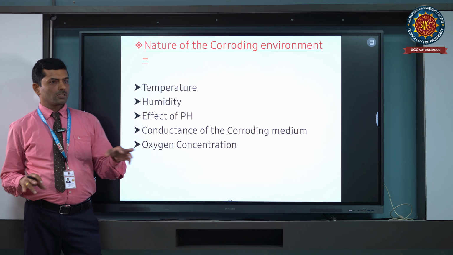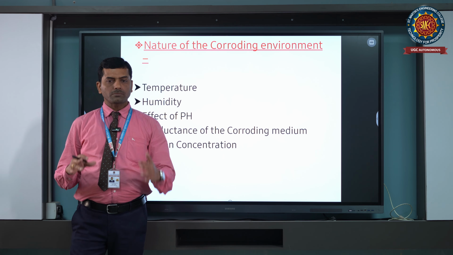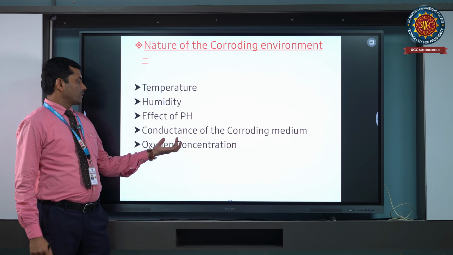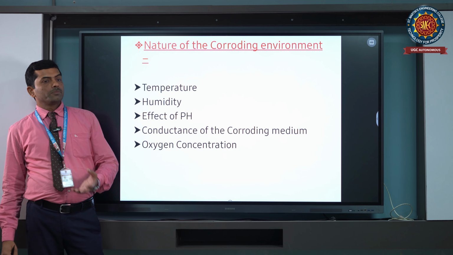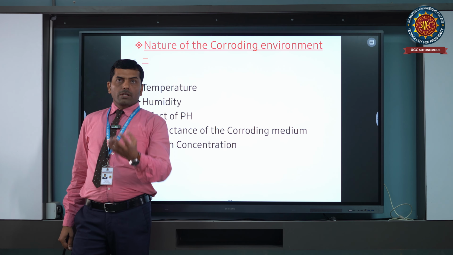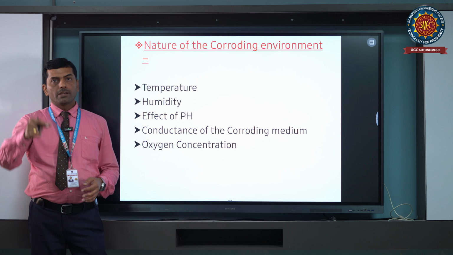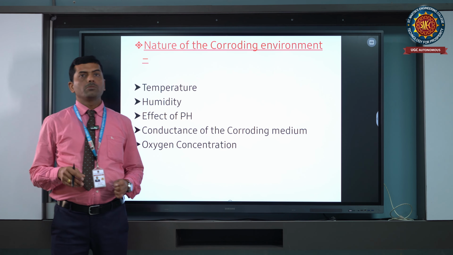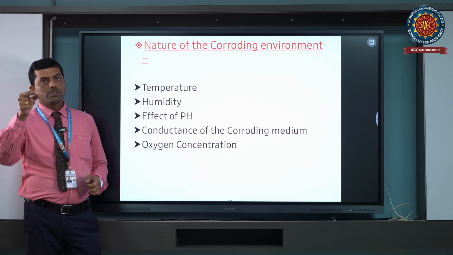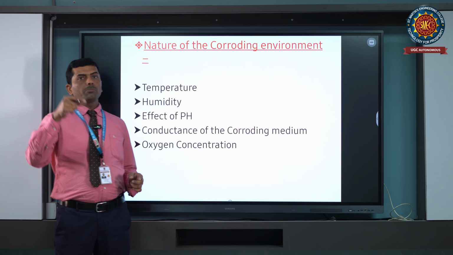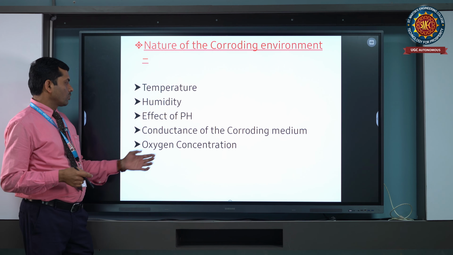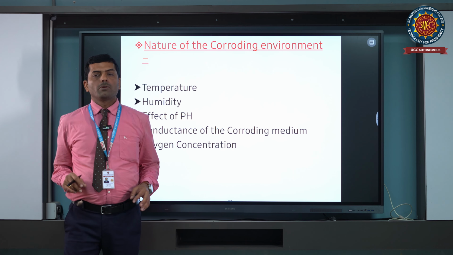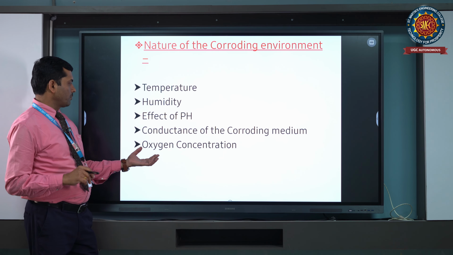Next, conductance of the corroding medium. What are the chances for these metals in the corroding medium? If you take an iron pipe and keep it in water, the part of the iron pipe in the water acts as anode and the upper part acts as cathode. So the corroding medium also decides the corrosion process of any type of metal.